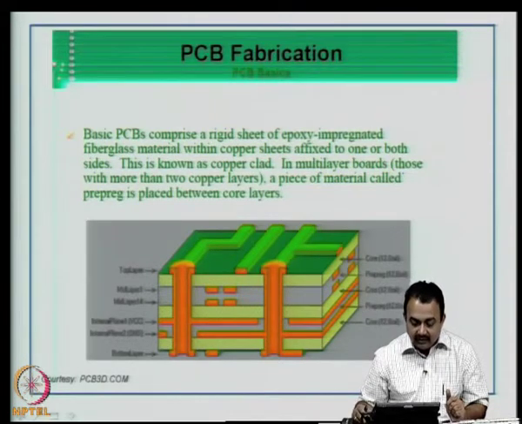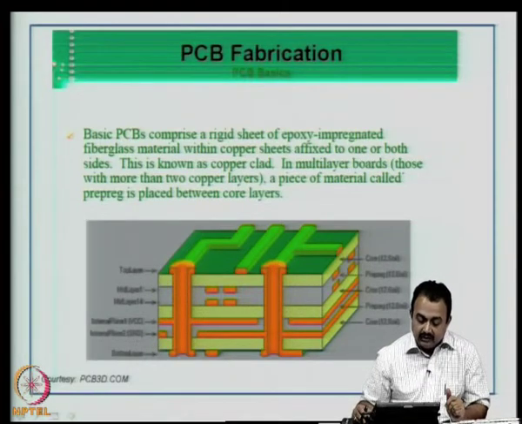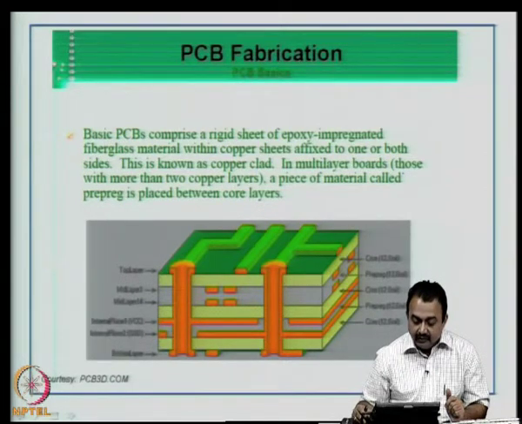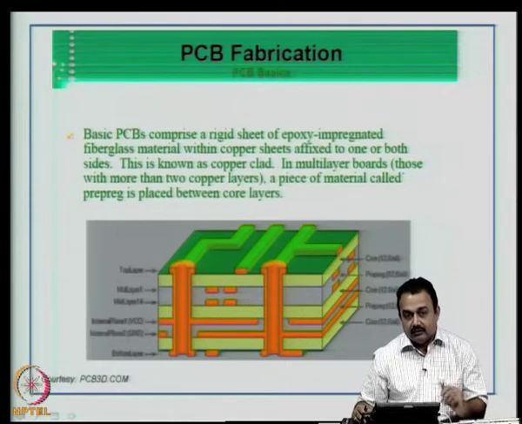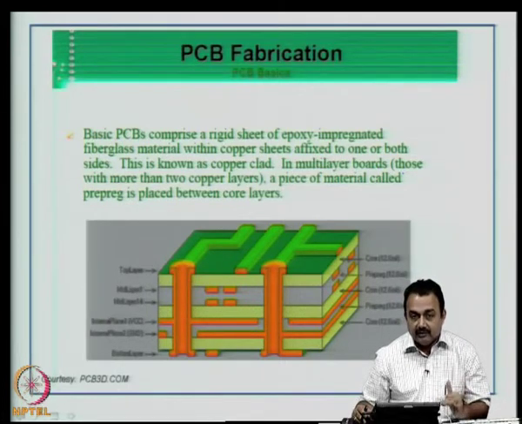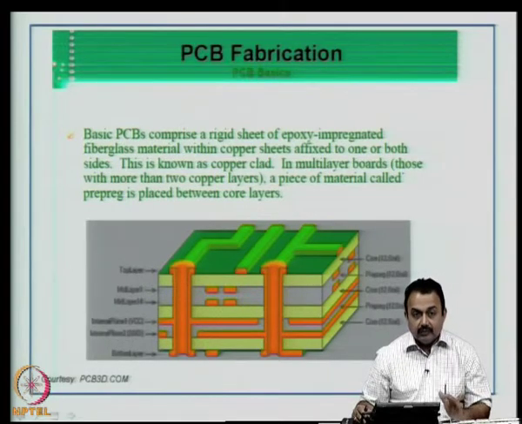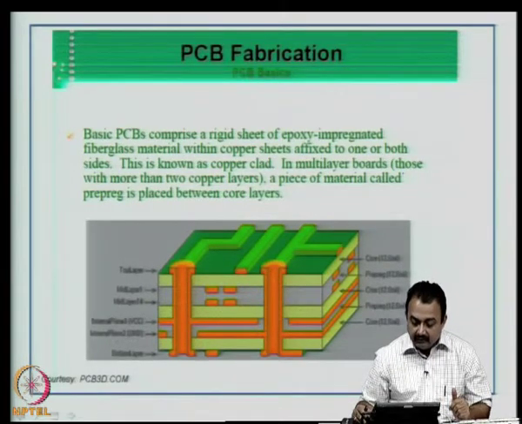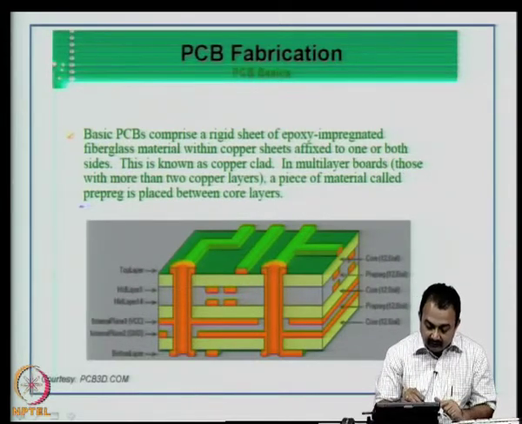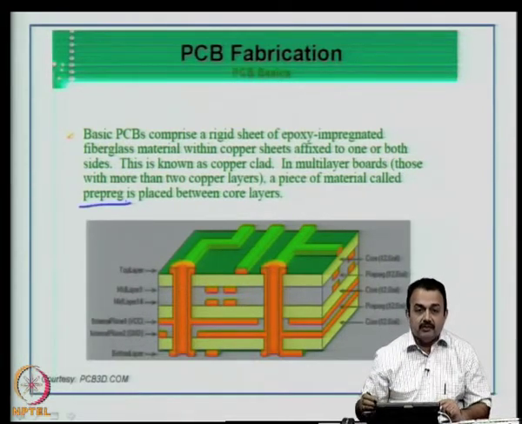So, as we have seen earlier, PCBs or printed circuit boards or printed wiring boards comprise a rigid sheet of epoxy impregnated fiberglass material with copper sheets affixed to one or both sides. So, you can have a single sided copper, double sided copper, and therefore, it is known as a copper clad laminate. In multi-layer boards, those with more than 2 copper layers, a piece of material called pre-preg is placed between the core layers.